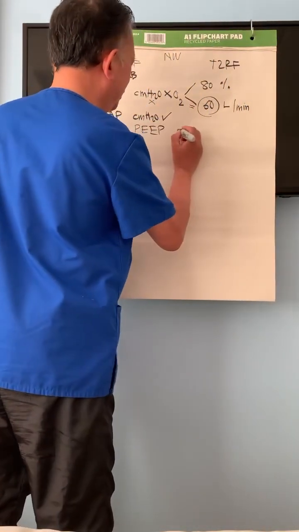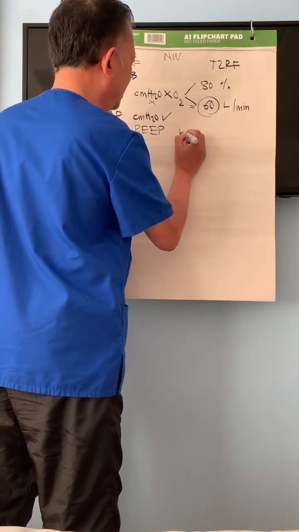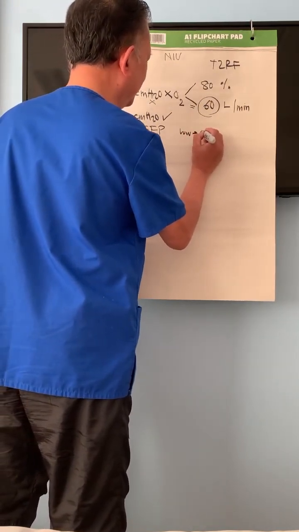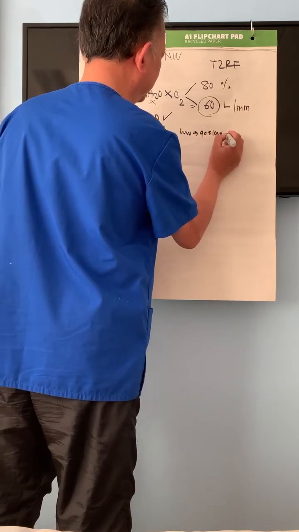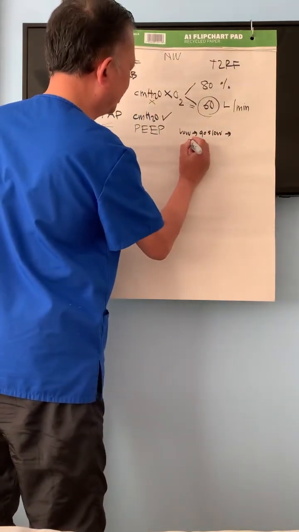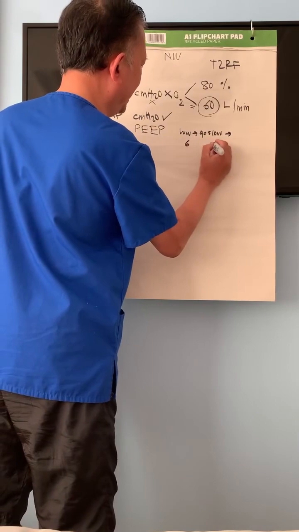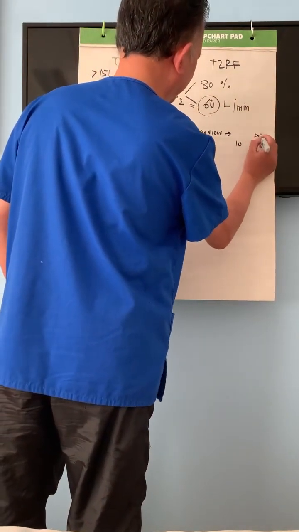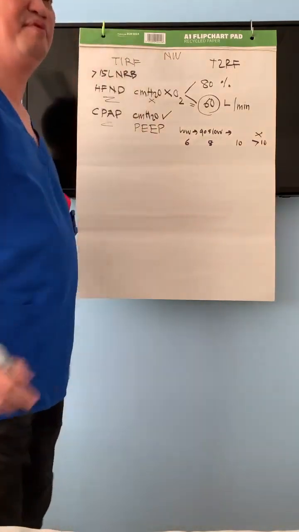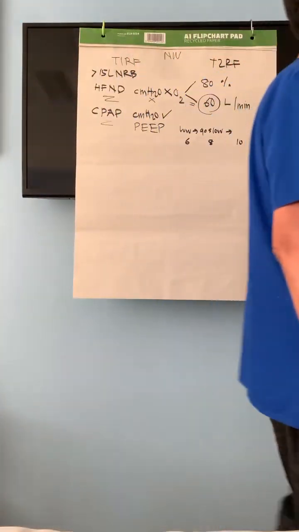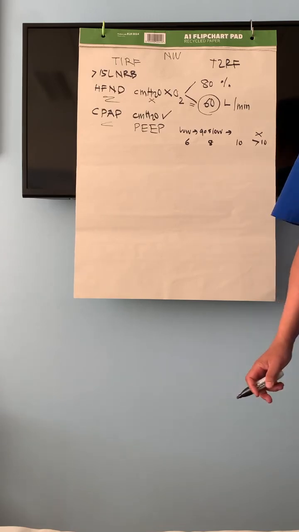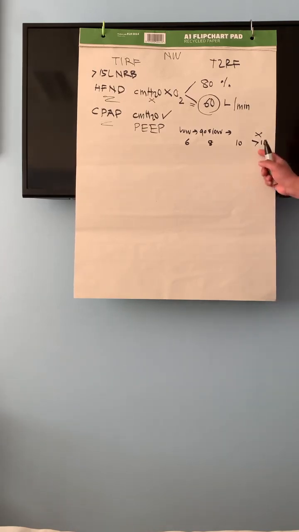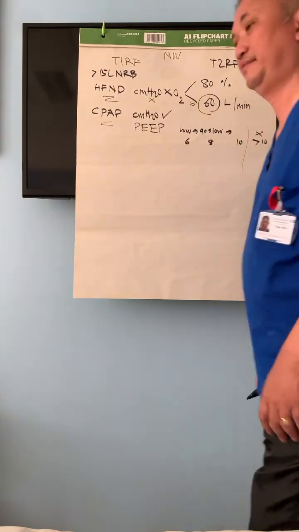So usually we start low. Start low, go slow. Start with 6, 8, 10. Never beyond 10. For the pneumonia, ARDS, pulmonary edema, COVID, ARDS, we rarely go beyond 10. Okay? I will tell you why.